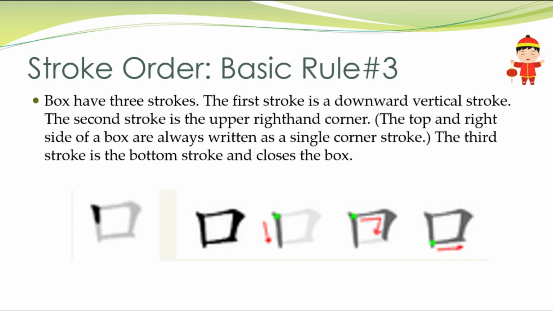Blocks have 3 strokes. The first stroke is a downward vertical stroke, and the second stroke is the upper right-hand corner. The top and right side of a box are always written as a single corner stroke. The third stroke is the bottom stroke and closes the box. So una, vertical muna, yung pababa. Pangalawa, yung horizontal sa taas, tapos yung vertical naman sa right. Yung second stroke mo. Yung last stroke mo, yung magko-close ng box. So that will be 3 strokes only.